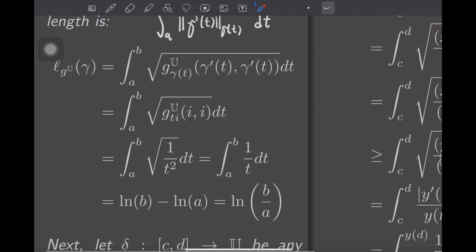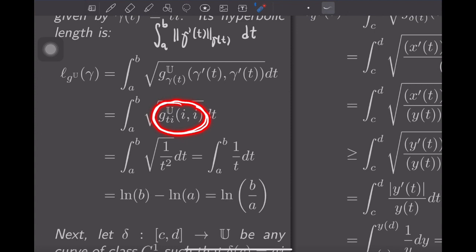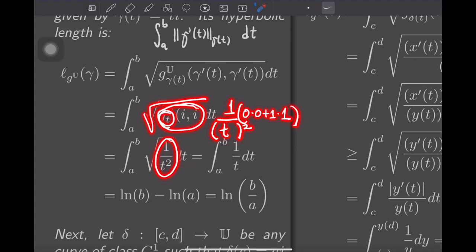Now, when I have to compute this inner product, as I said, it's just the Euclidean product between I and I, which is just, you see, 0 times 0 plus 1 times 1. That's this dot product times 1 divided by the square of the imaginary part of Ti. So t square, which is here. Right? And then I have to take the square root. Okay, so this integral is just this integral.